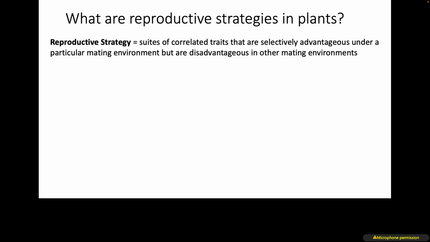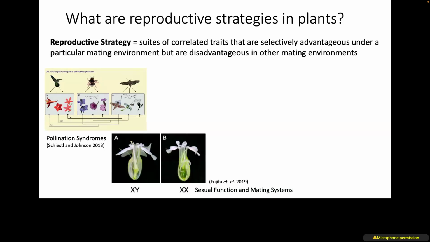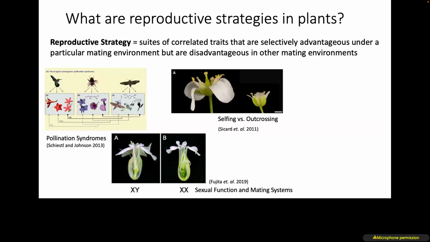And in flowering plants, we oftentimes think about these under a few different scenarios, one being pollination syndromes, where the evolution of floral traits that are related to attracting one type of pollinator can exclude other pollinators. Another example is the evolution of sexual function in mating systems in flowering plants. This particular example is the evolution of dioecious flowers in Silene. Another example is selfing versus outcrossing species, and all of these have been defined in terms of reproductive investment strategies, these suites of correlated traits.